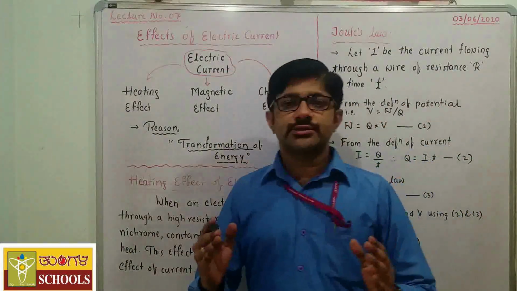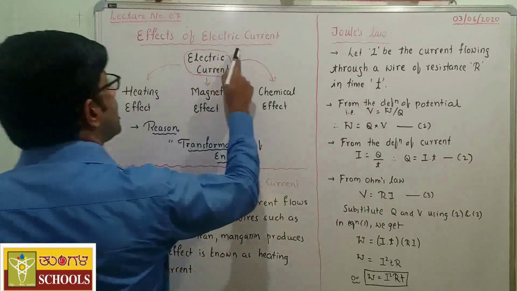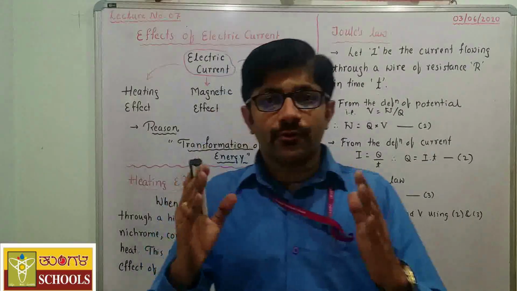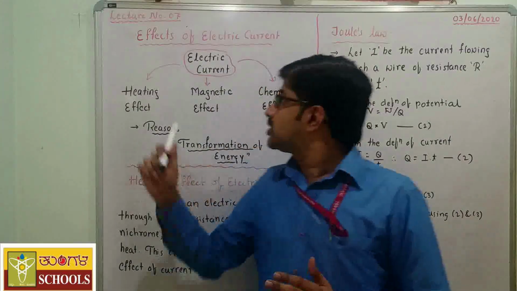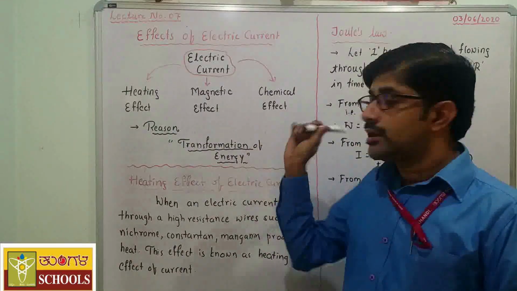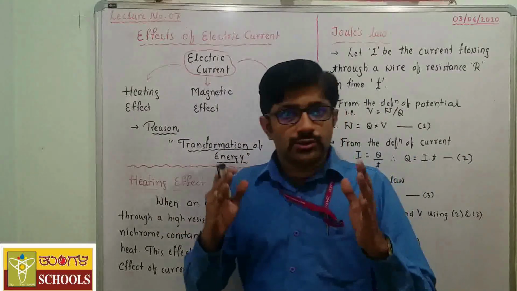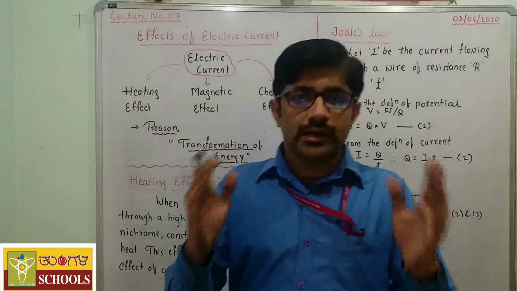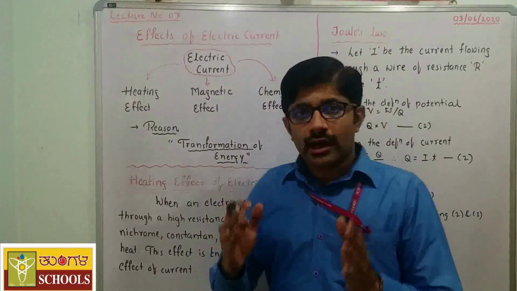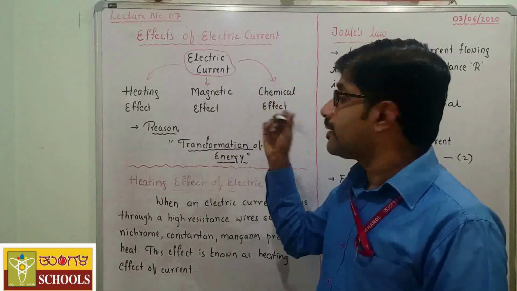Dear students, let's move on to another point, that is effects of electric current. So current has 3 different effects: heating effect, magnetic effect, and chemical effect. Whenever current is passed through a wire or a conductor, it produces these three kinds of effects.